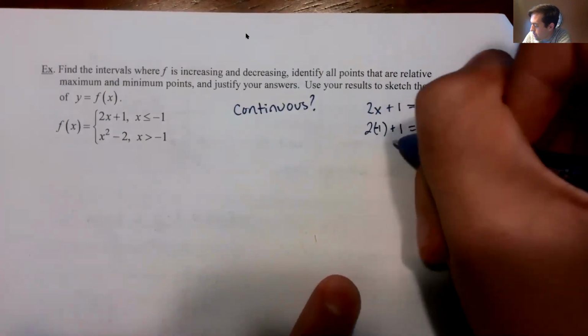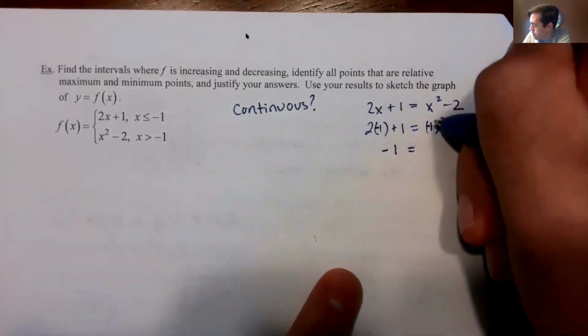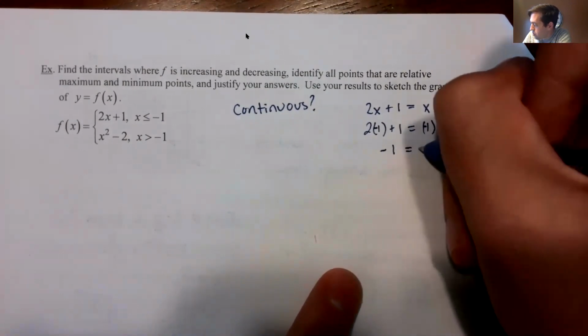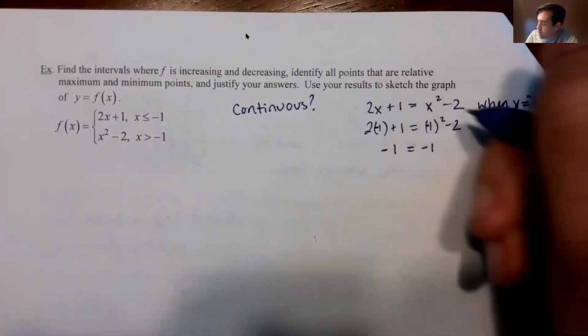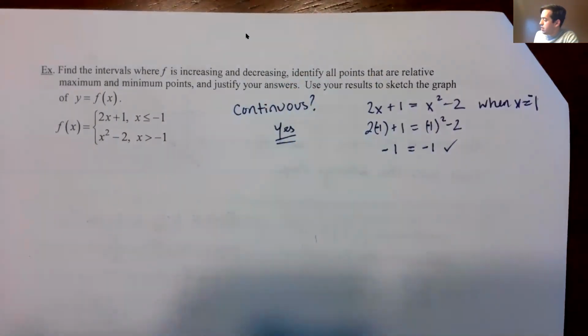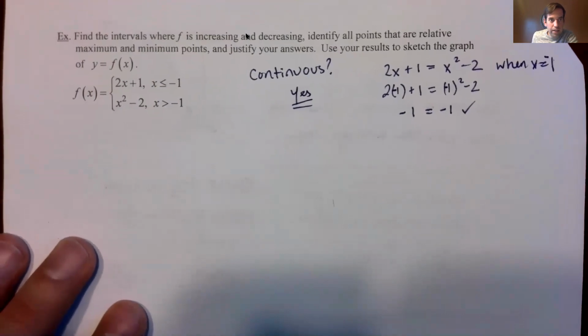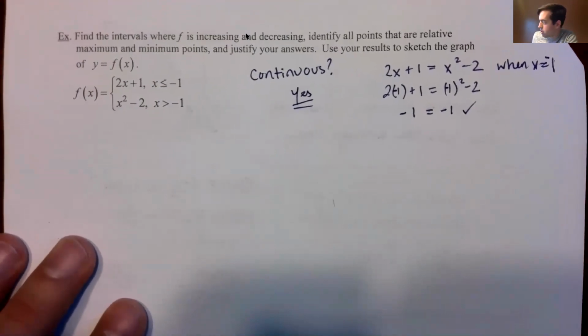So we have -2 plus 1, which is -1. And -1 squared is 1, minus 2 is also -1. So that's true. So yes, this is continuous. So that's a good start. So now we need to find the intervals where f is increasing and decreasing.